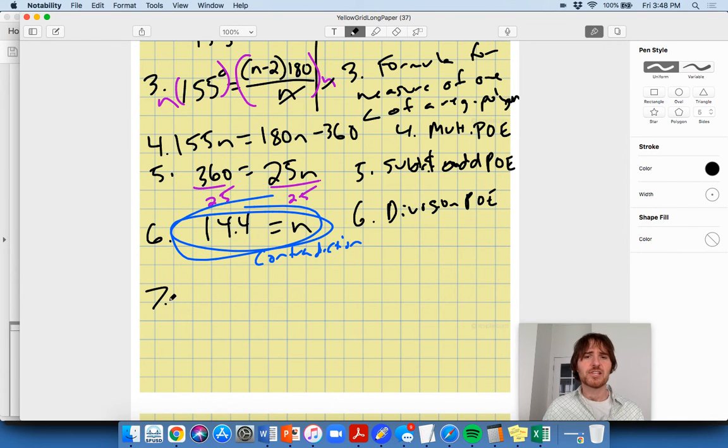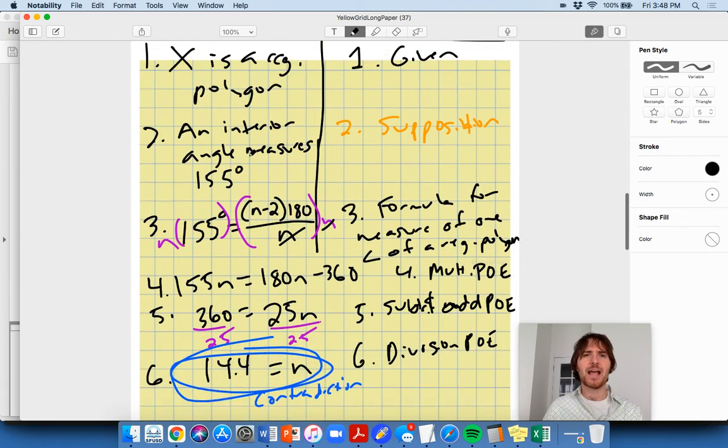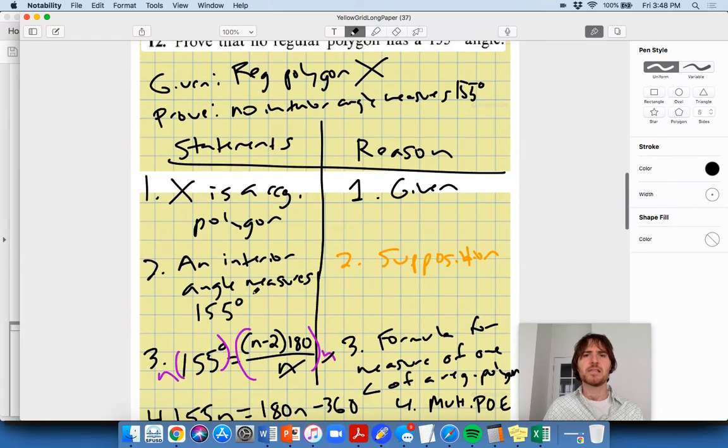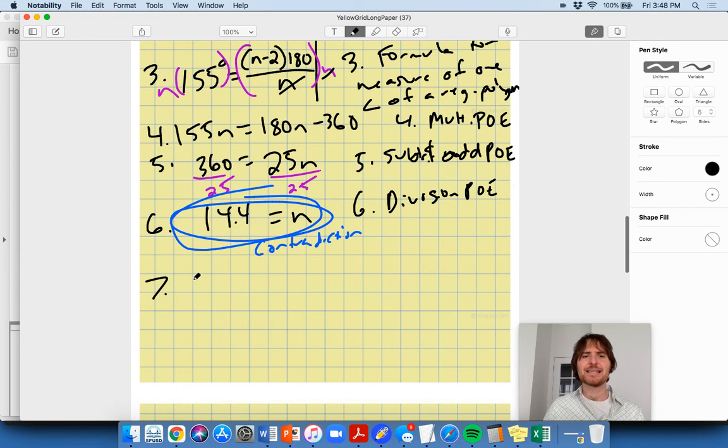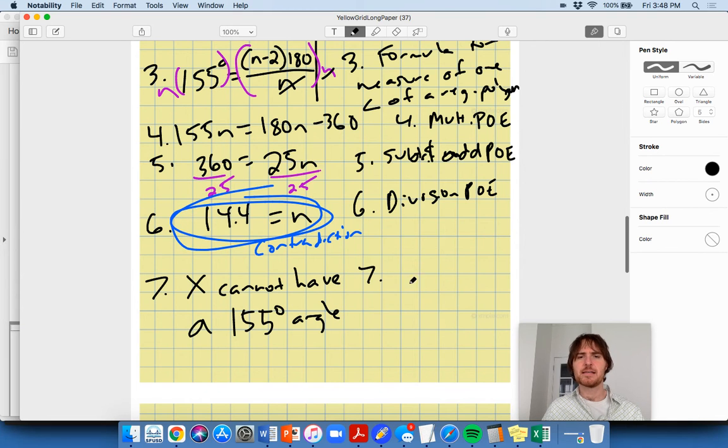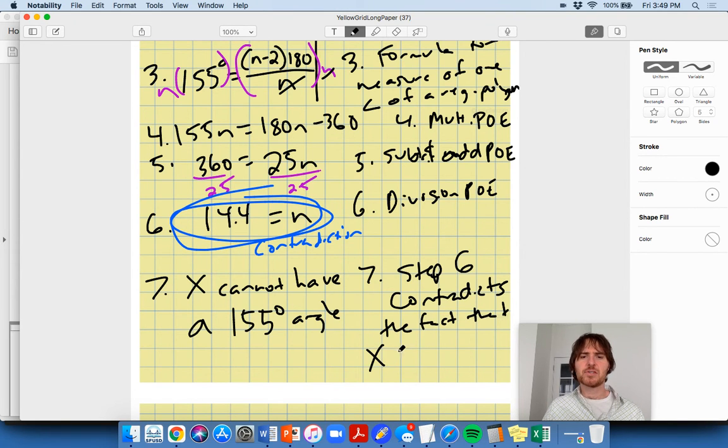So here, our supposition is going to fail, right? Our supposition is going to fail. So therefore, X, a regular polygon, let's see here, what we're going to say is X cannot have a 155-degree angle. And the reason for that is step 6 contradicts, again, theorem by contradiction. Step 6 contradicts the fact that X would have to have a whole number of sides.